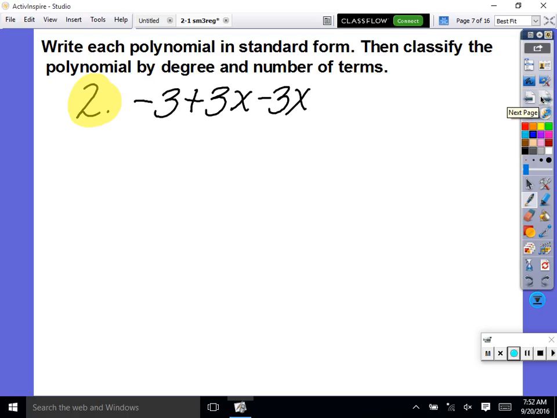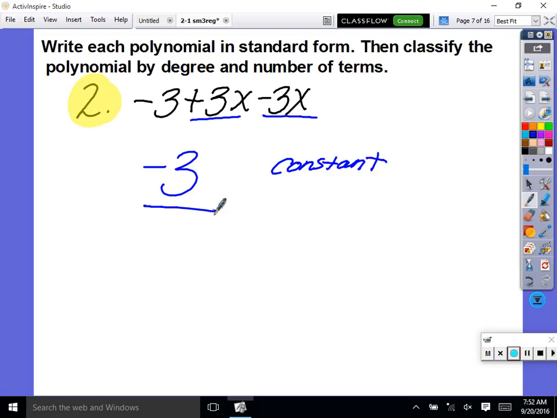Okay, number 2, let's do another one. It says write each polynomial in standard form, then classify it. So we're gonna combine like terms. Highest degree to lowest degree. So we have positive 3x's minus 3x's. We have 0 x's, correct? So we just have negative 3 left. That is in standard form. So there's no degree, there's no x. It's x to the 0 power technically. So that would be called a constant. Constant. Now there's 1 term. So that's a monomial.